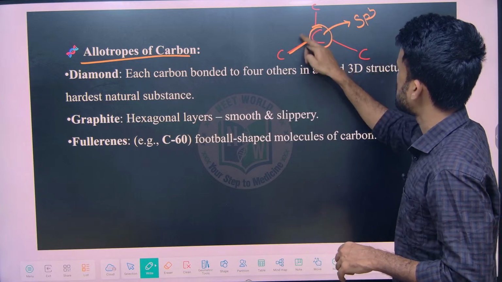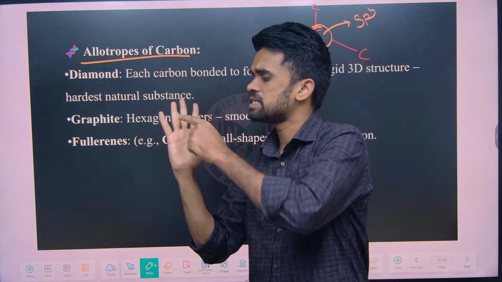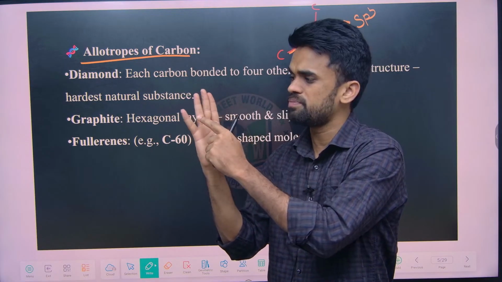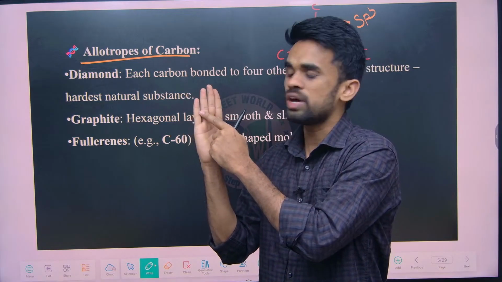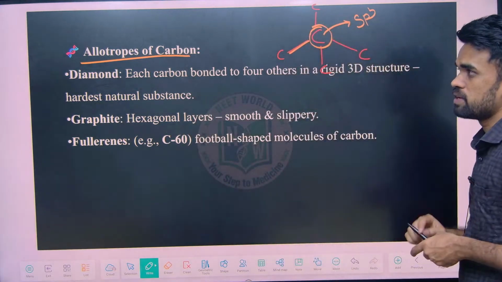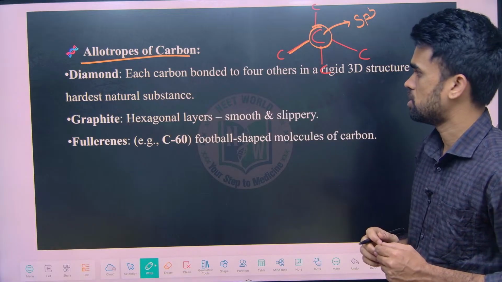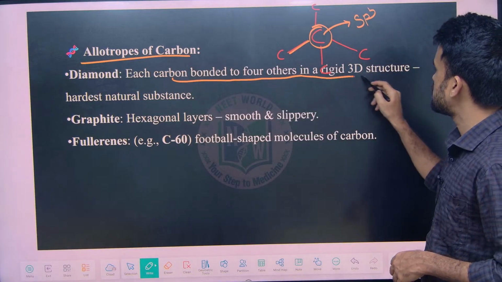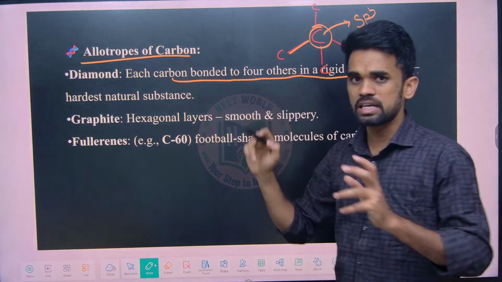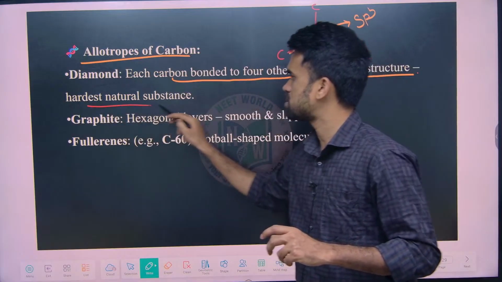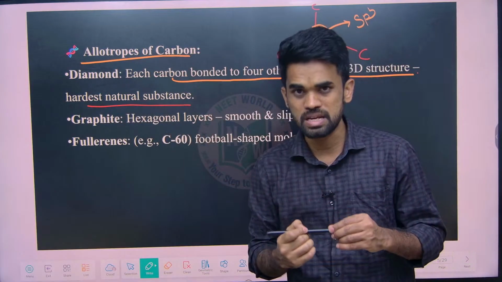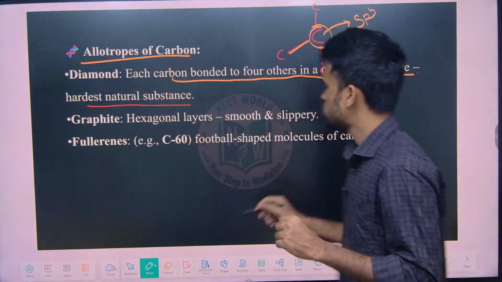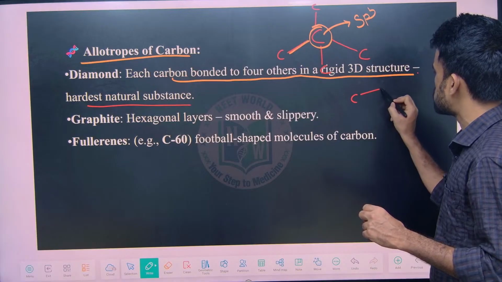How many bonds are there? 4. So 4 bonds means s, p1, p2, p3: one s and the remaining 3 are p. So you can say sp3 hybridization for the carbon in the diamond structure. Each carbon is bonded to 4 others in a rigid 3-dimensional structure, which makes it the hardest natural substance known. What is the hardest natural substance known? Diamond, remember. When it comes to graphite, each carbon is again attached to other carbons.